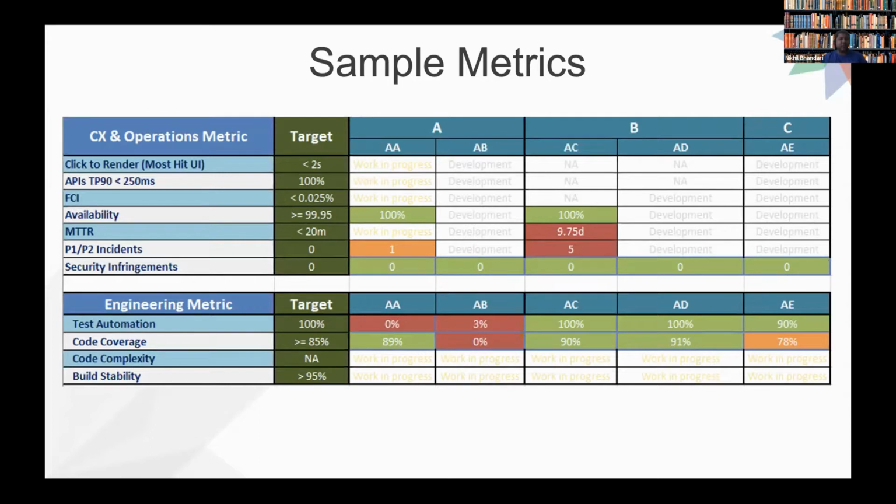If you look at this, click to render should be less than 2 seconds, right? And these are my product line. Are we meeting those? My APIs, my TP90 should be less than 200 milliseconds, right? My failed customer interaction less than 0.025%, the number of 5xx that I get, right? Availability, mean time to recover, the P1, P2 incidents. And then some of the engineering metrics around test automation, code coverage, code complexities. Your build stability: how many times you've done a build and it failed because of the quality gates, or it's not behaving the way it needs to, right?